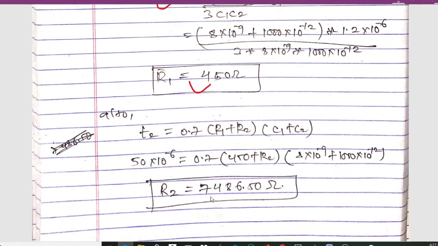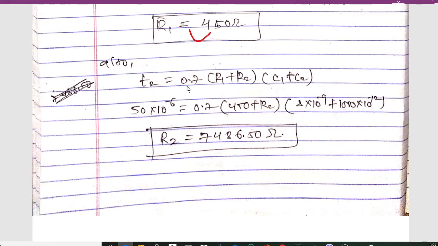Now from T2, meaning the wave tail time, we have T2 equals 0.7 (R1 plus R2) into (C1 plus C2), and T2 is also given in the question. We have just calculated the value of R1, and we need to calculate the value of R2 here. C1 and C2 are also given in the question. So from here we will get the value of R2 as 7486.50 ohms.